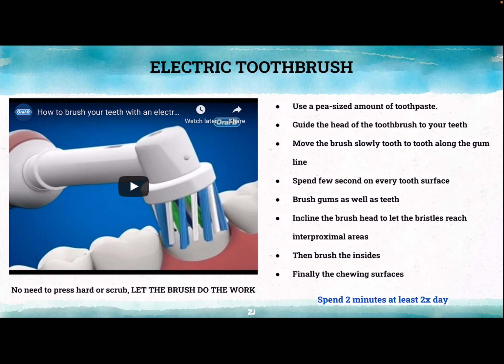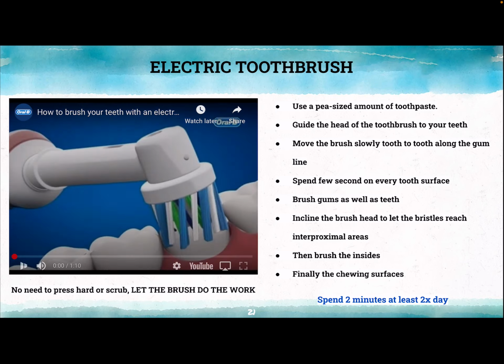Another toothbrush that we can use is an electric one, and it is recommended to prevent traumatic toothbrushing. No pressure is needed, so we're going to let the brush do the work, as well as the manual. 2-minute brushing is recommended to effectively remove plaque. Here's a video of the technique used.